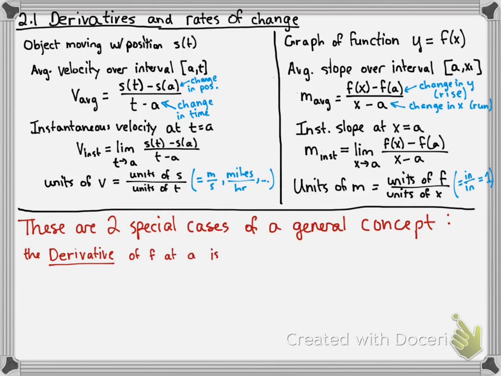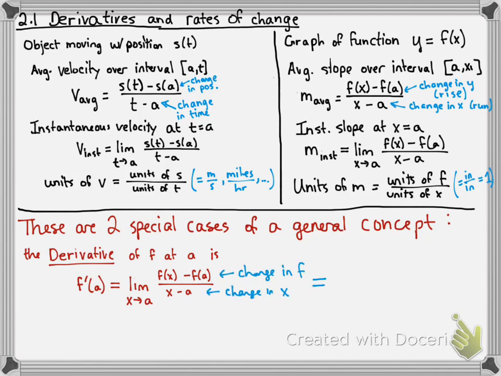Okay, so let's write it down in general. The derivative of f at a, which we write f prime of a, is this limit. x approaches a, f of x minus f of a over x minus a. That's the change in f over the change in x.